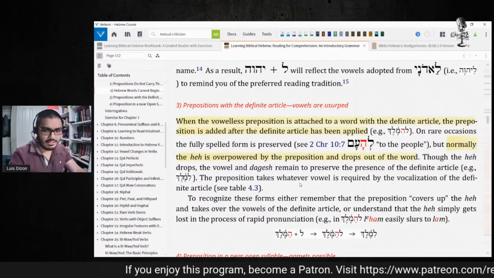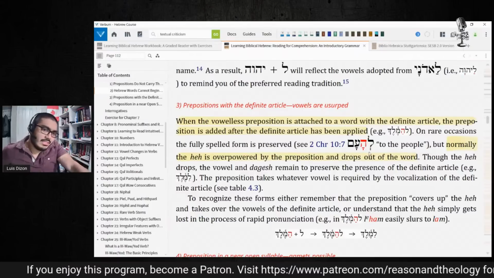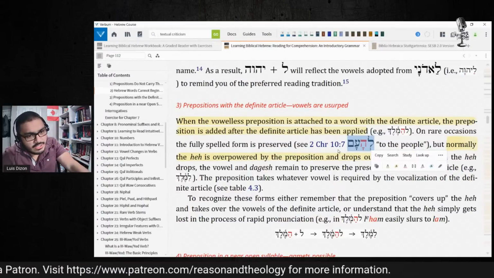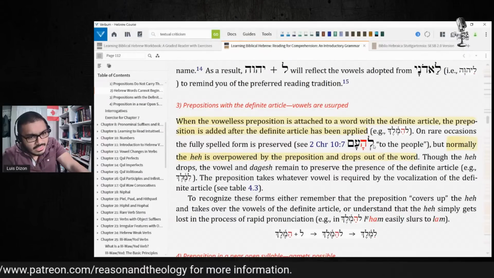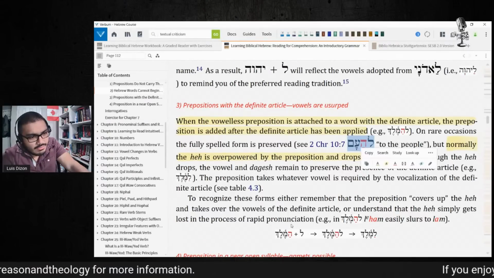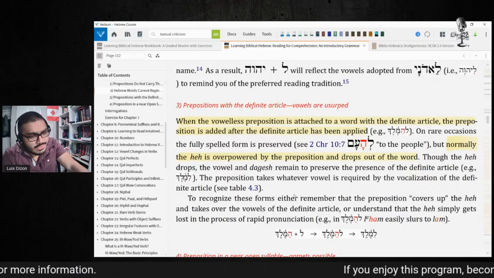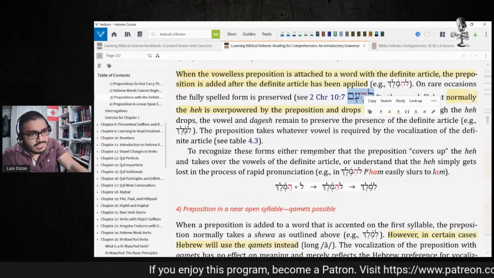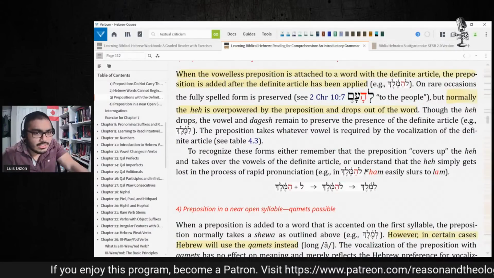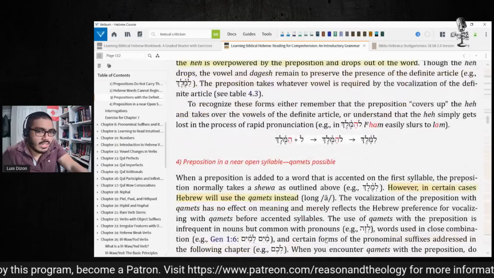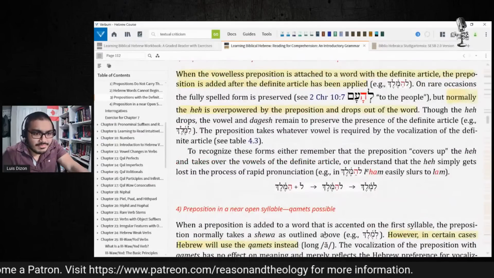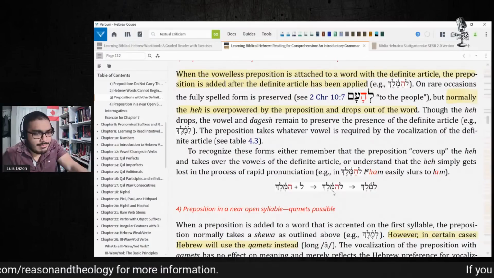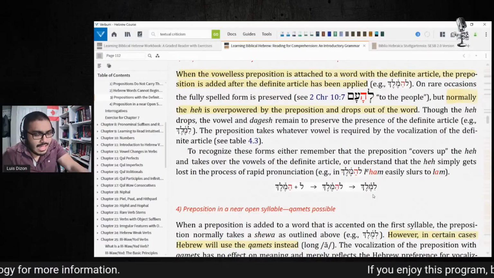And then prepositions with the definite article. Sometimes the preposition can attach to the definite article. 2 Chronicles 10 verse 7, you have to the people, laha'am. However, what happens more often is that the ha gets absorbed by the preposition that comes before it. So instead of laha'am, you get la'am. So here's another example. Lahamelech will often become Lamelech.